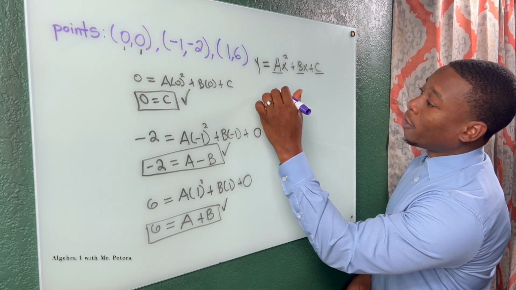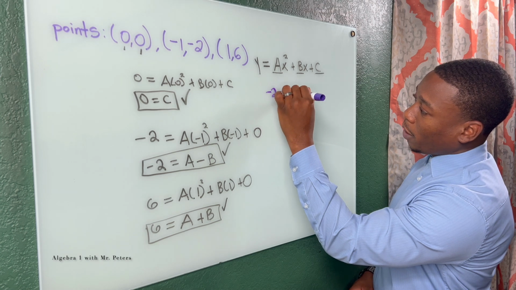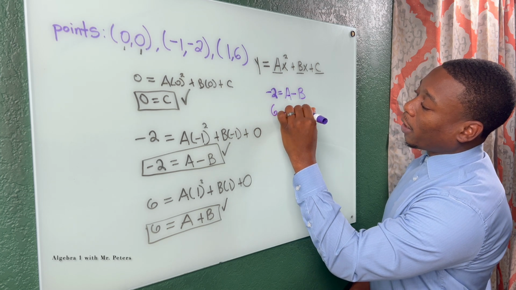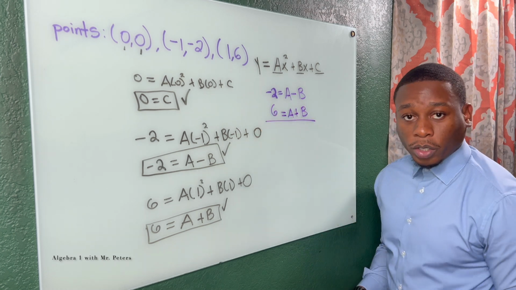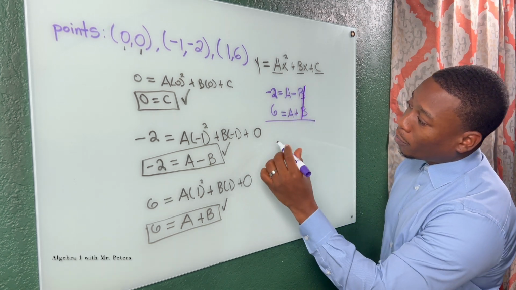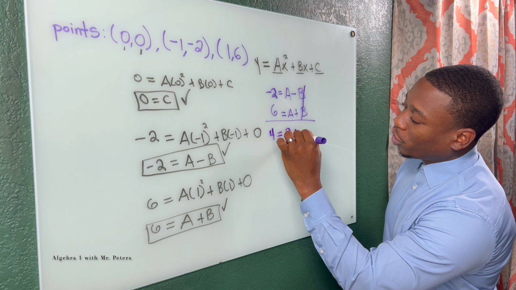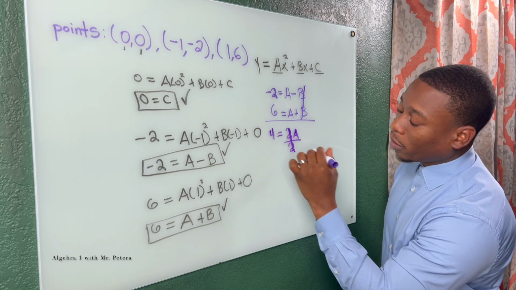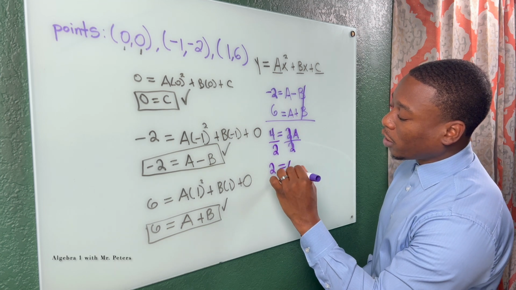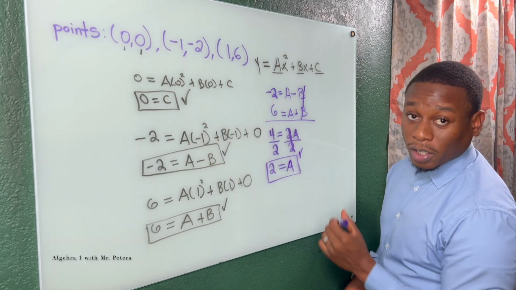So let's go in. So we have negative 2 is equal to a minus b. And then the second equation, we have 6 is equal to a plus b. So we're going to use the process of elimination. So we know the b's cancel out. When we combine negative 2 and 6, we get 4. And we know 4 is equal to a plus a, which is 2a. Now I simplify so I can determine what a is. We divide by 2. So we know 2 is equal to a. So far we know 2 is equal to a. We know c is equal to 0.